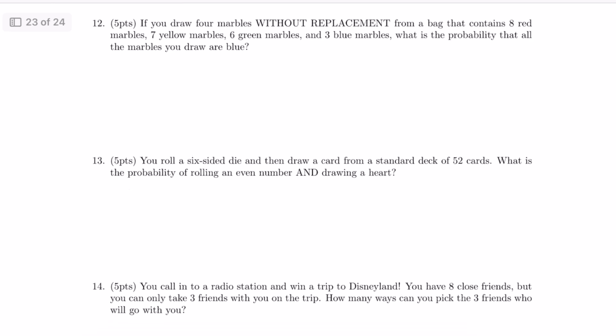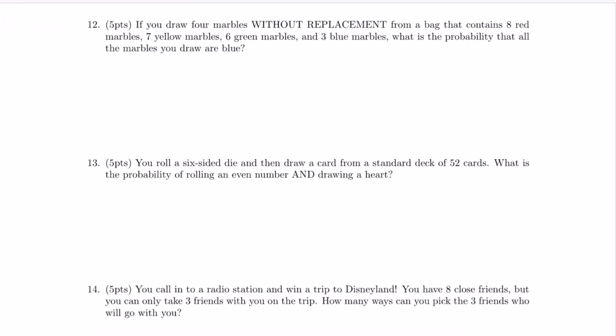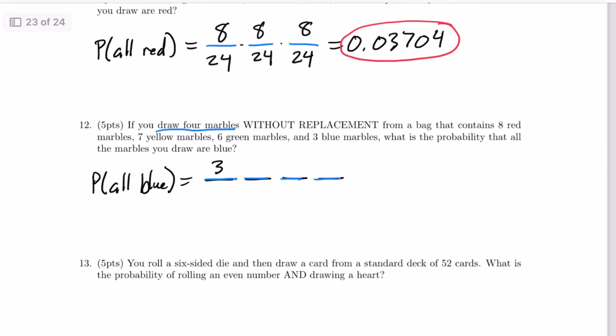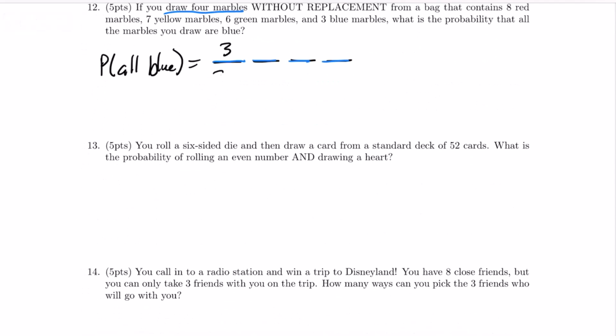Then on question 12, it's the same problem, except in this case, we're not replacing the marbles. And this time we're drawing 4 marbles and trying to find the probability that all the marbles you draw are blue. So the probability that all are blue, in this case, will be calculated as 4 probabilities multiplied together because we're drawing 4 marbles. So that's where these 4 probabilities are coming from. And then the probability that the first marble is blue is going to be 3 out of 24 marbles because we already found the total is 24.